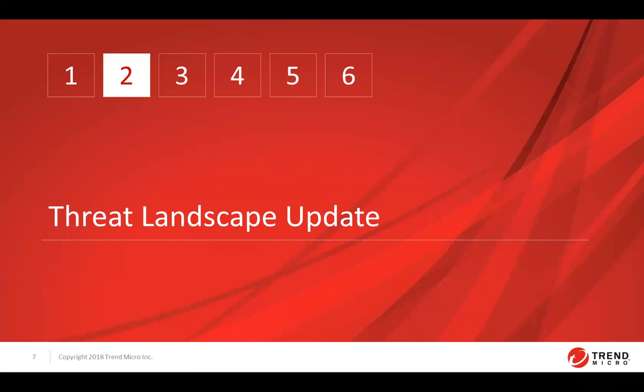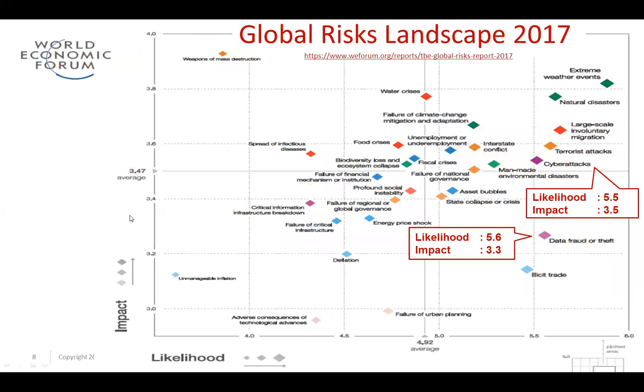So let's move on to the threat landscape update. I like to use this World Economic Forum chart. Every year they do the global risk landscape. You can see here in the upper right quadrant, so to speak, of the report, that data fraud and theft and cyber attacks are up in that and very far to the right. So the likelihood is very high, 5.6, 5.5 out of a 6.0. And the impact is pretty high as well, 3.3, 3.5 respectively on the impact scale. And you can see where they are placed in here.